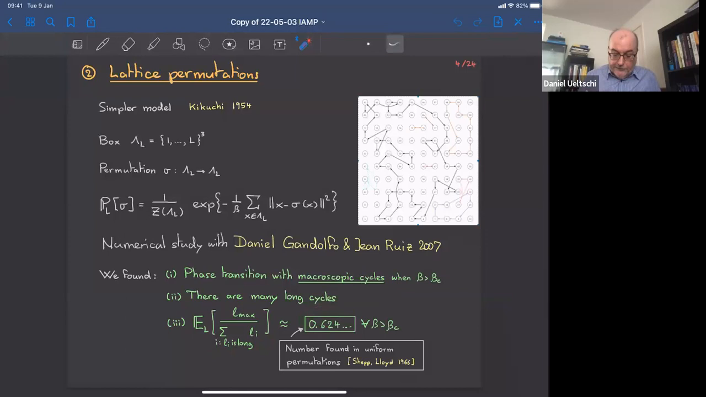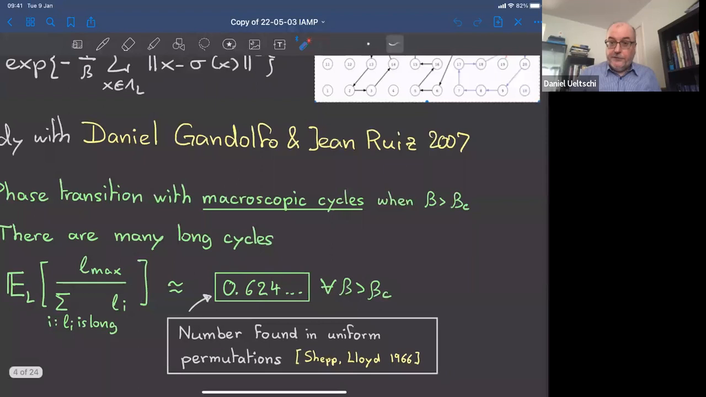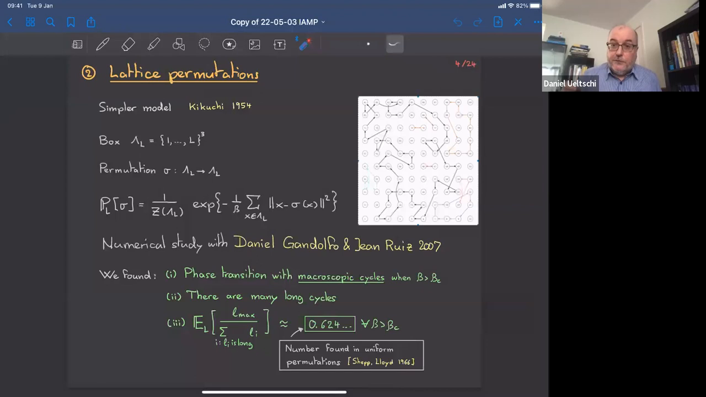And this number turns out to be also the number that you find in uniform permutations. If you take a permutation of n elements and you choose the permutation uniformly, you can look at the length of the largest cycle divided by n, and you can average over these, and then you get exactly this number, 0.624. So it felt like what we had were permutations which are a bit like uniform, but at the same time they are not, because we have this weight over here, which means that the jumps cannot be very long. So those permutations are very far from uniform. Uniform means that any point can be mapped to any other site uniformly, and we are definitely not in this situation. Still, if we look at this expectation, we got the same value as in uniform permutations.